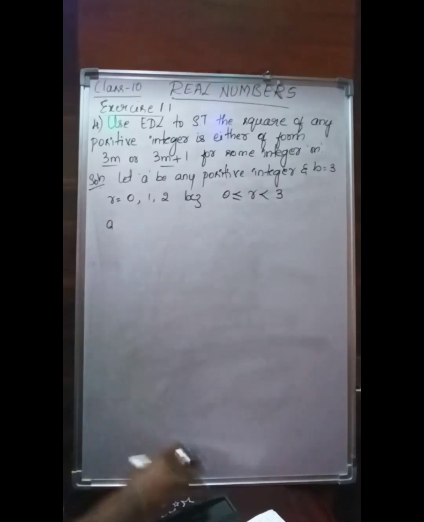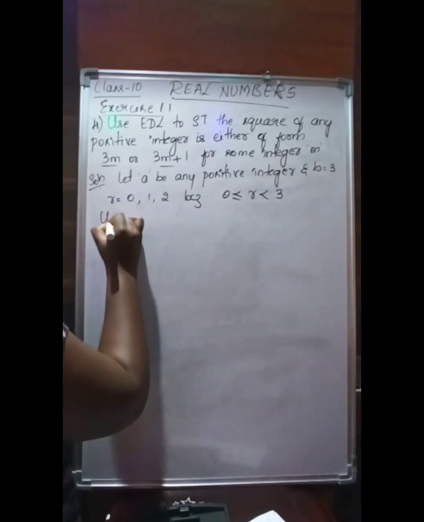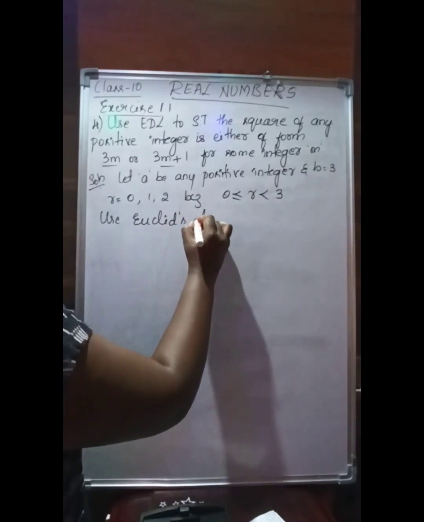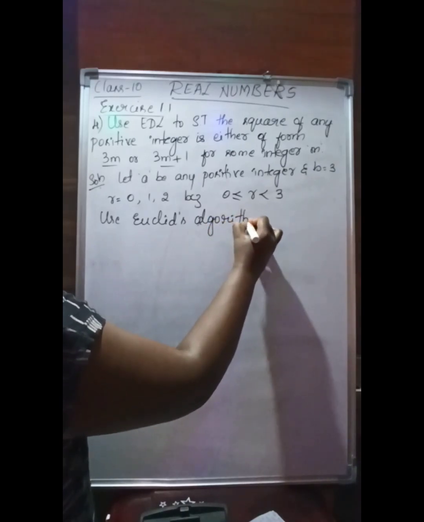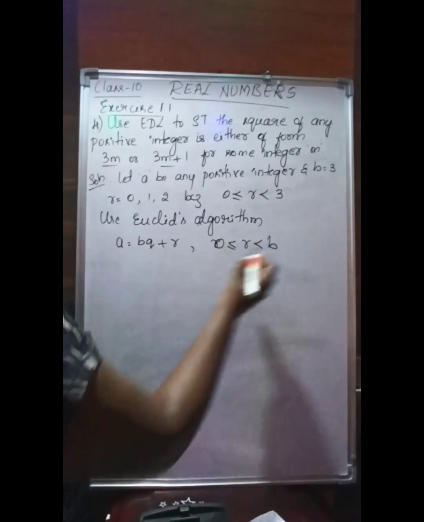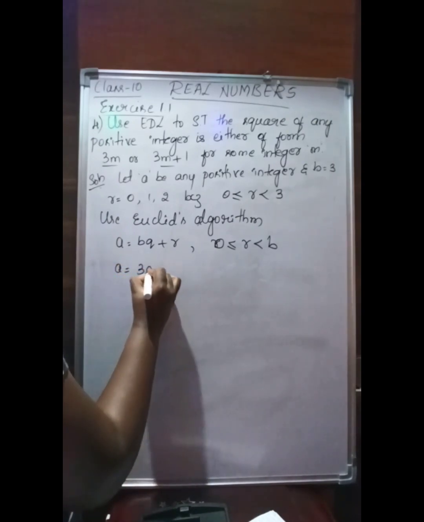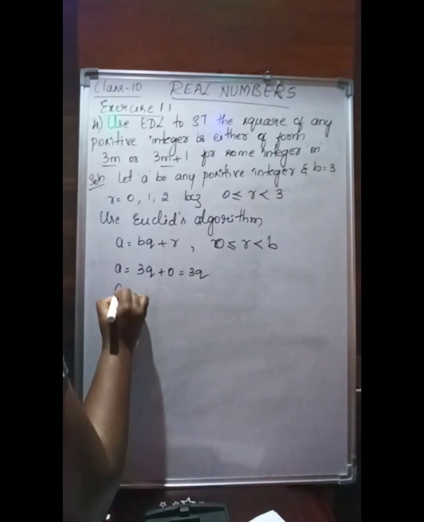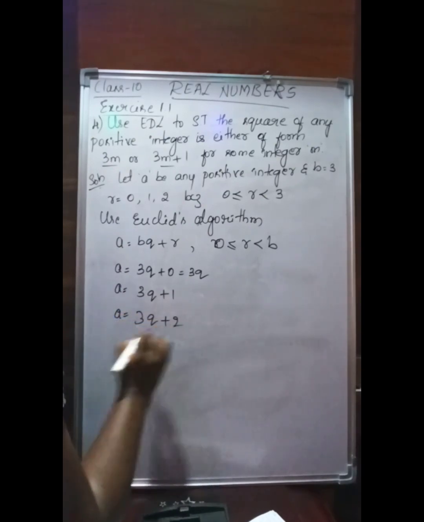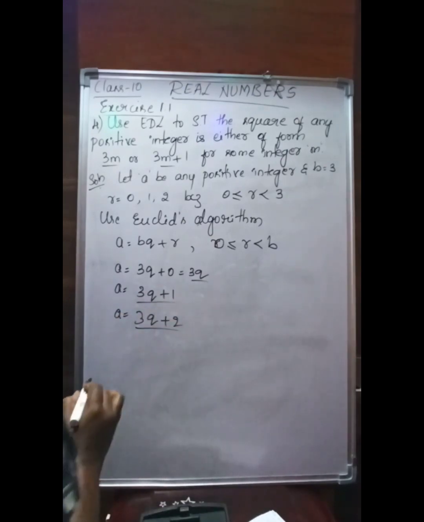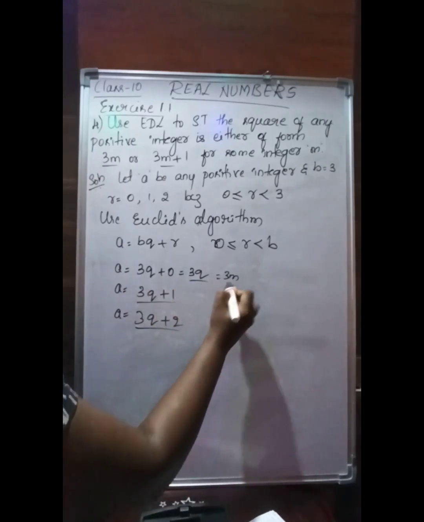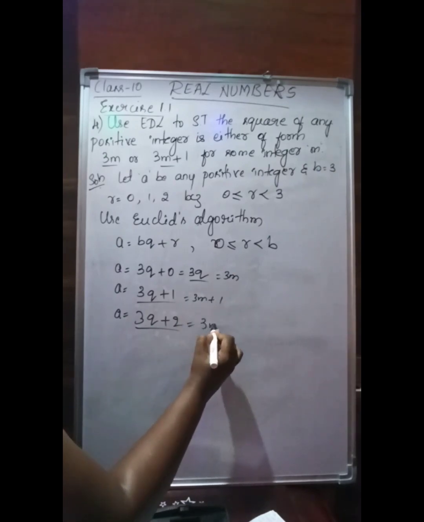So now consider Euclid's division algorithm, that is a equals bq plus r, where r is greater than or equal to 0 and less than b. Now substitute b equals 3 and r equals 0, so you will get 3q, and substitute r equals 1 and r equals 2. So you will get 3q plus 1 and 3q plus 2. See, by seeing this, it is in the form of 3m, 3m plus 1 and 3m plus 2.